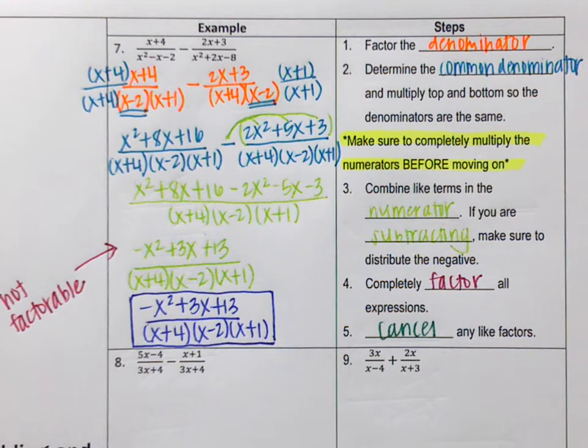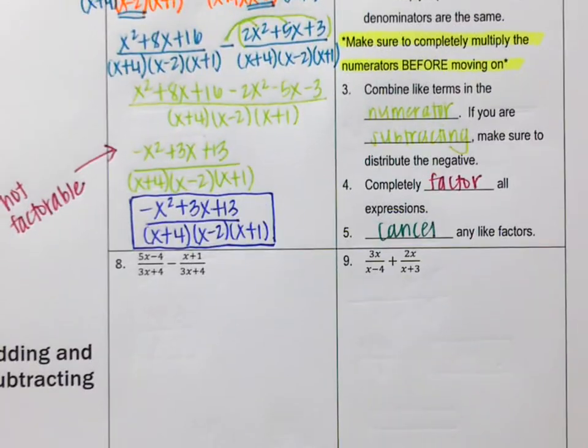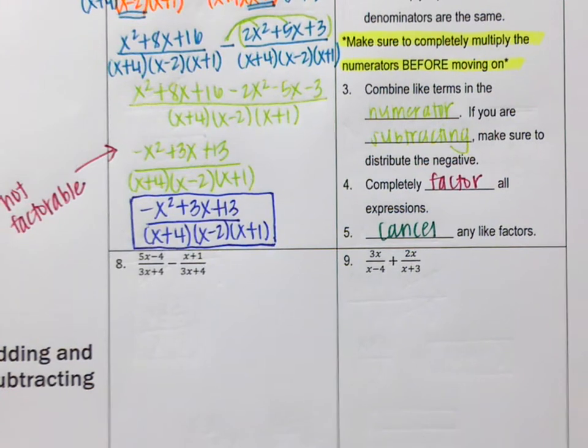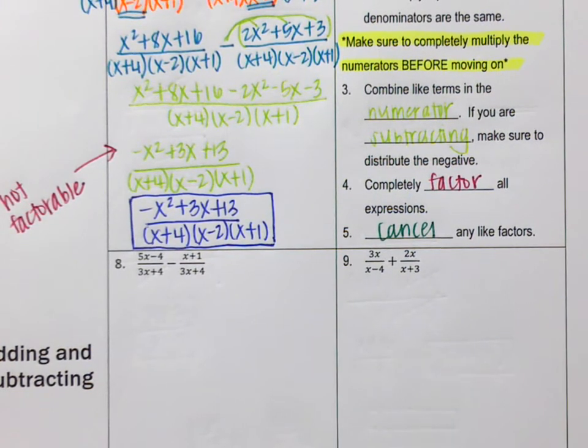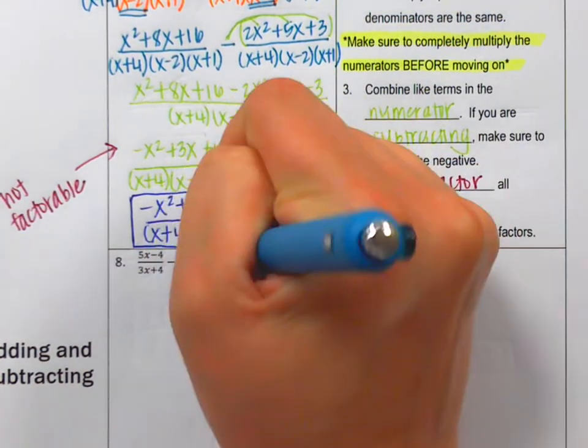Okay, let's look at 8. So 8 is 5x minus 4 over 3x plus 4 minus x plus 1 over 3x plus 4. So our first step is to factor the denominator. The denominators are factored. I can't factor those any further. My second step is to determine the common denominator and multiply top and bottom so the denominators are the same. But wait, the denominators are the same. So because the denominators are the same, I don't have to do all that hard stuff that I did above. I can skip steps 1 and 2 because we already have common denominators.